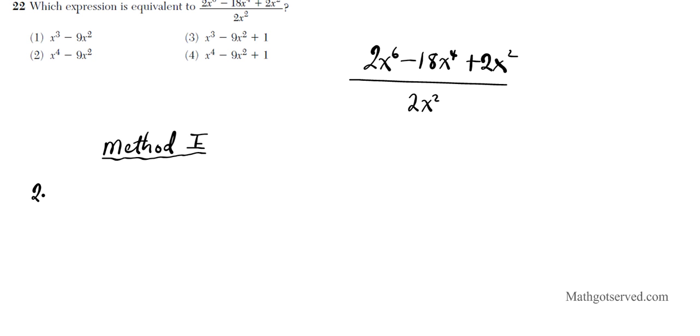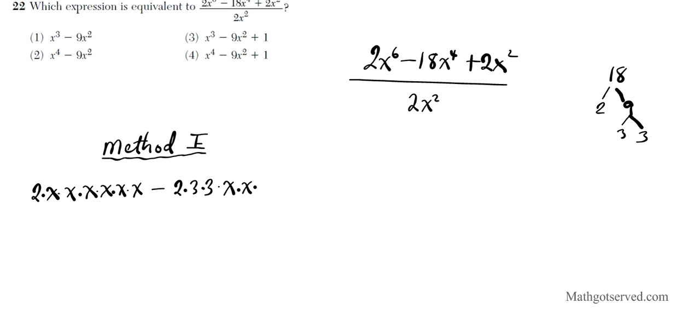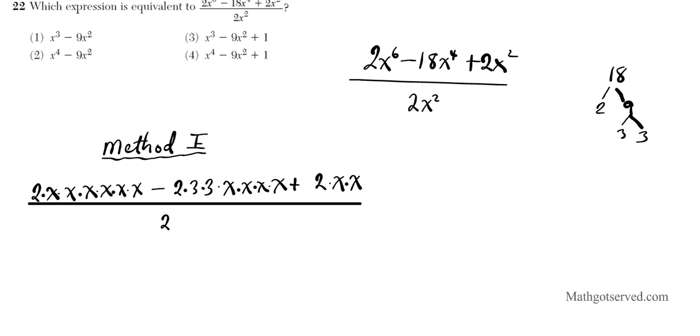2x to the 6th is 2 times x times itself 6 times: 1, 2, 3, 4, 5, 6, minus 18. If you break down 18, take out 2, 9, 3, 3. So it's basically 2 times 3 times 3, times x to the 4th, which is x 4 times: 1, 2, 3, 4. Plus 2x squared, which is 2 times x times x. And we're going to divide it by 2x squared. I'm going to break down 2x squared into 2 times x times x.